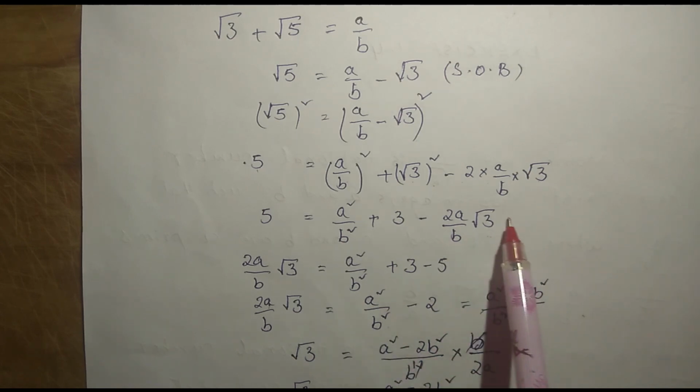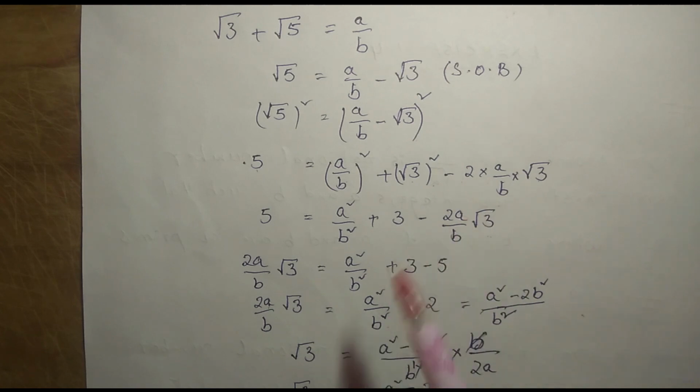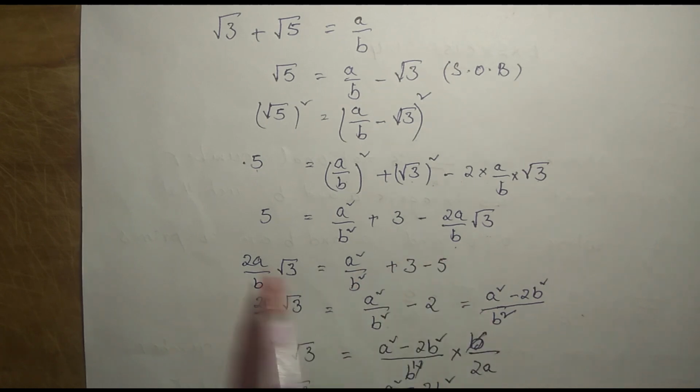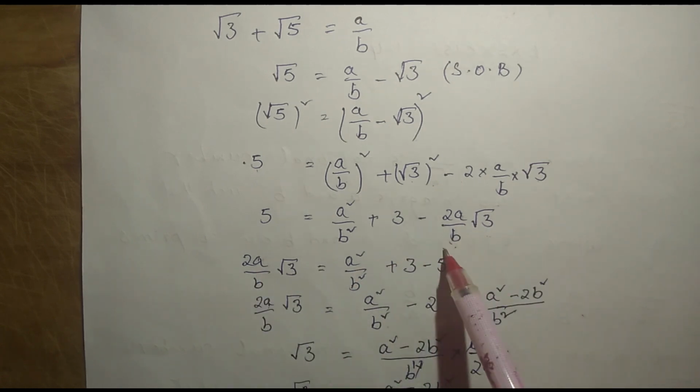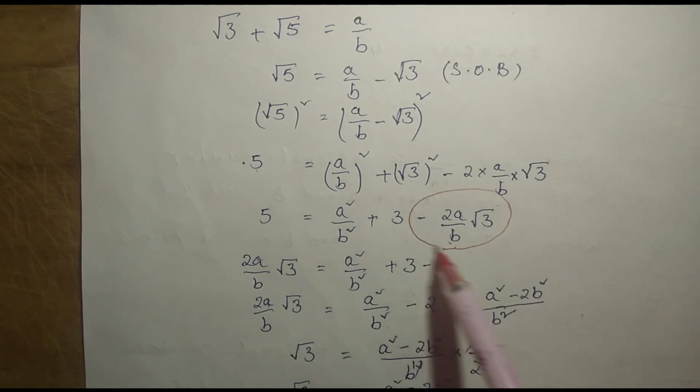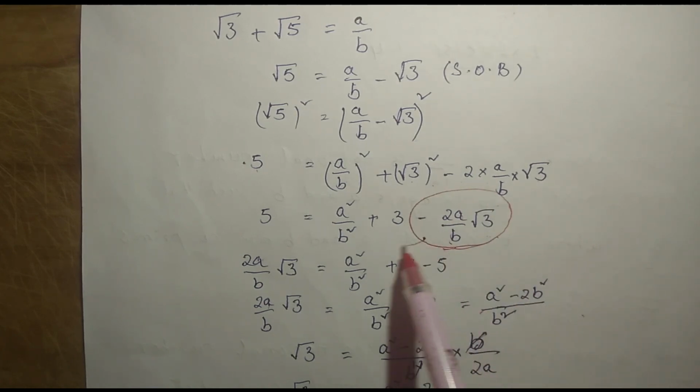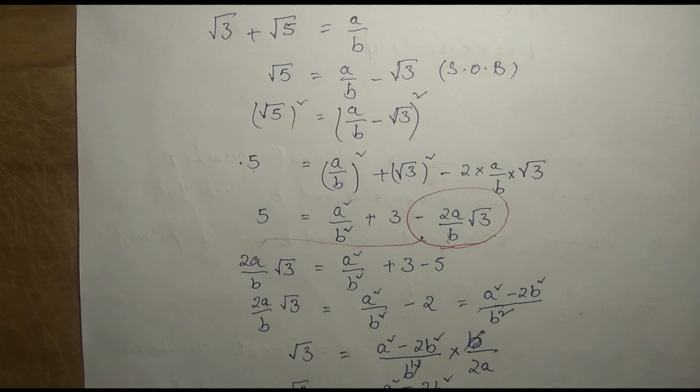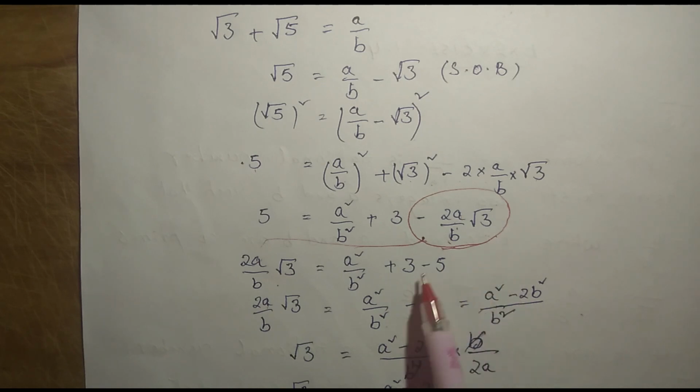Here you can write the irrational number on one side and all rational numbers on the other side. Then what is the irrational number in that equation? 2a by b into root 3 is the irrational number. It will be transposed to the left side. Then we can write 2a by b into root 3 equals a square by b square plus 3. 5 can be transposed to the right side, and it will be written as minus 5.